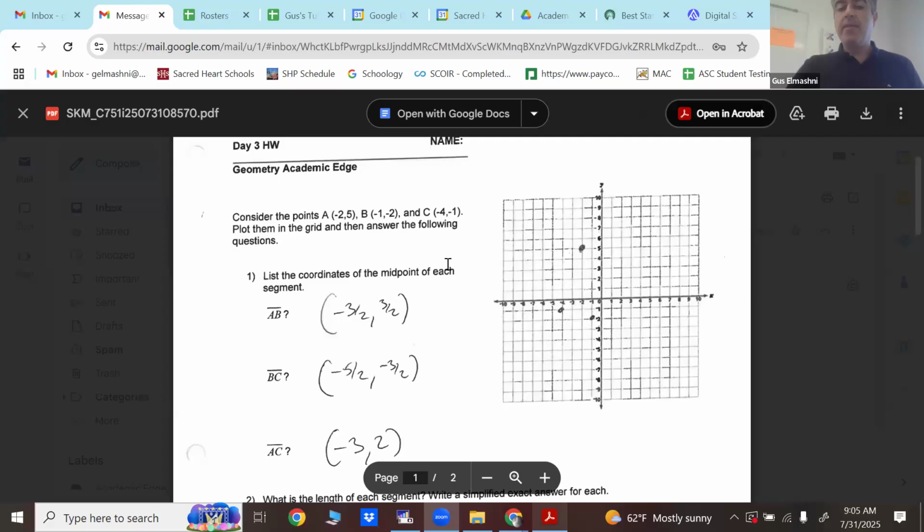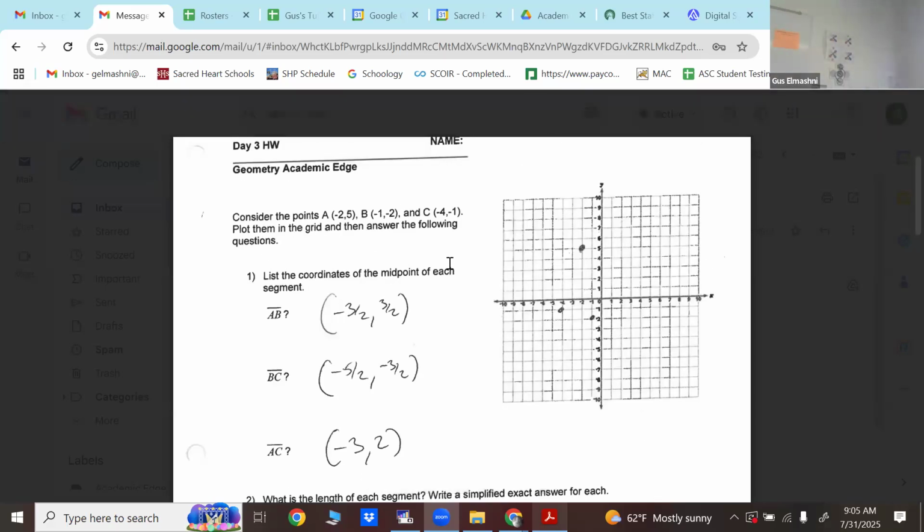So for number one, you're asked to find the midpoint of those segments. So probably the best thing is to plot those points, right? So if I have AB, AB is obviously at -2.5, B is at -1, C is at -4, -1. And remember we talked about the midpoint's the average of the XY coordinates. Or you could just look at the graph itself, right?